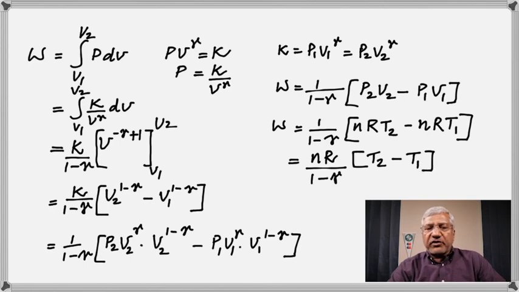We can also do another thing if required. We can substitute for R and gamma. Okay, but I've not done that. So we could have done that, R and gamma. Gamma is Cp by Cv, R is Cp minus Cv. We could do that. But you need not.